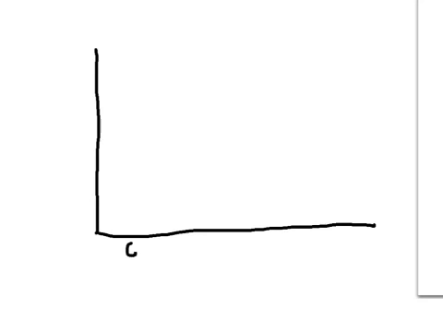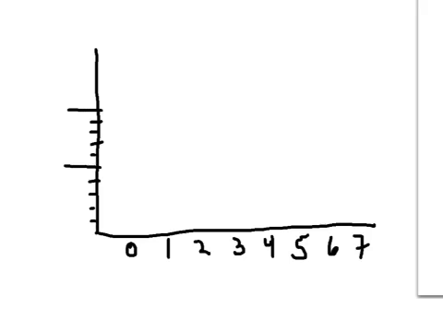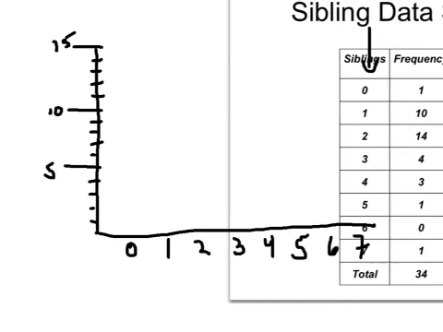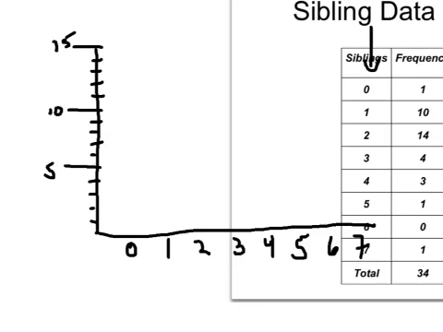So I'm going to go 0, 1, 2, 3, 4, 5, 6, 7, and then on the vertical axis 5, 10, 15. Okay, so for 0, we had a count of 1. So our bar height here for 0 is going to be 1.